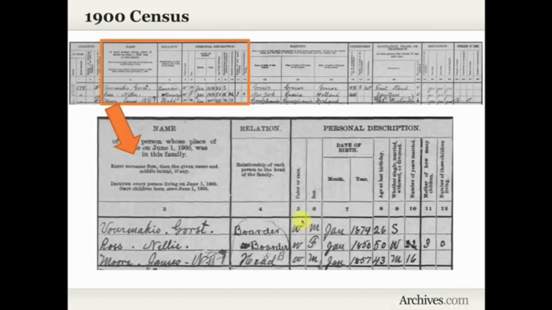The next column is going to tell us, as defined here, color or race, the person's sex, and the next two columns give us the month and year that the person was born. Now remember, this information is only going to be as accurate as the person who was talking to the census taker. The next column related to that is the person's age. Marital status, whether they were single, married, widowed, or divorced.